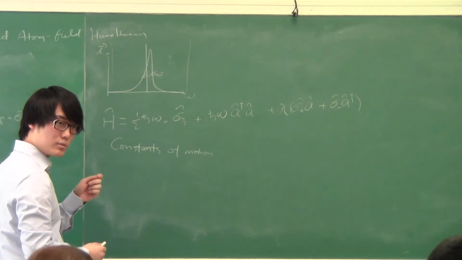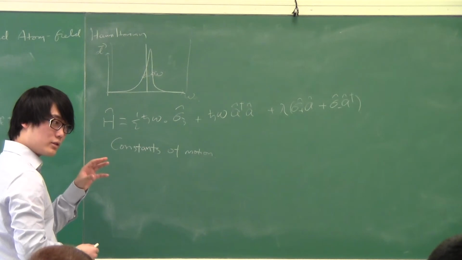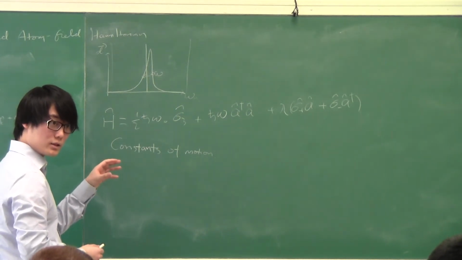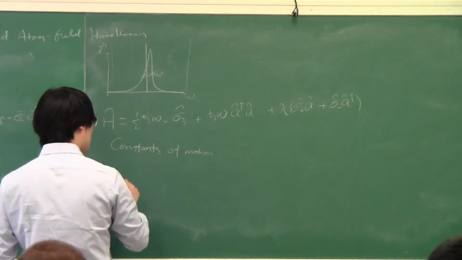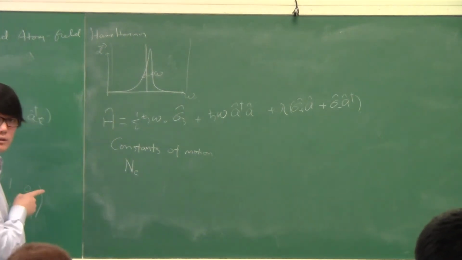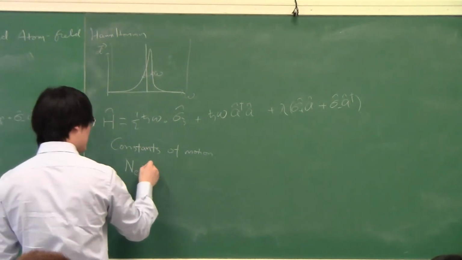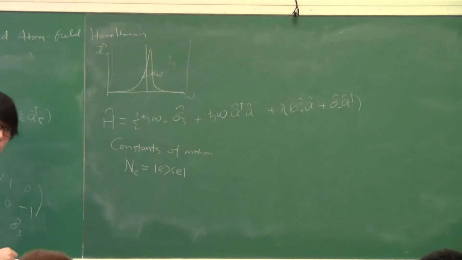Because the atom can absorb or give off a photon. But if I count the number of photons and the excited state of the atom, then that number is conserved. So this is called the number of excitations, which I denote as NE. This is a constant of motion. And this is written, in terms of operators, as NE.